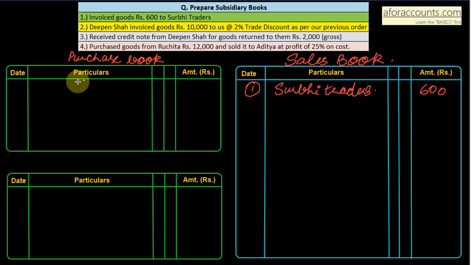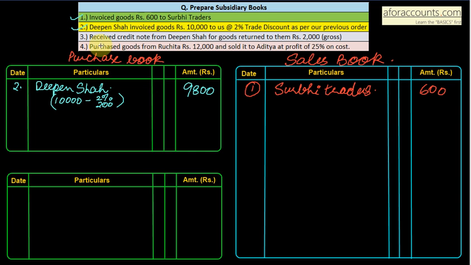So purchase from Deepen Shah, how much will be the amount? 10,000 minus 2% trade discount, that comes up to 200. So the amount total will be 10,000 minus 200, 9,800 in your outer column.